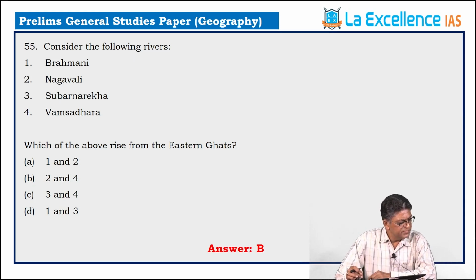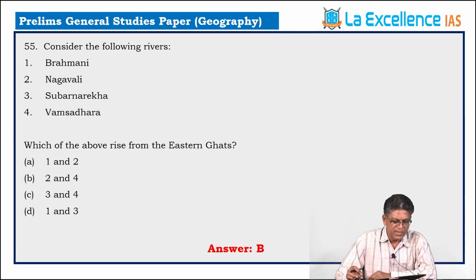Subarnareka arises in, again, Ranchi in Jharkhand, and it's a river which is shared by Jharkhand and Odisha mostly, a small part of it being West Bengal. So, well, we know that Subarnareka is also not born in the Eastern Ghats.